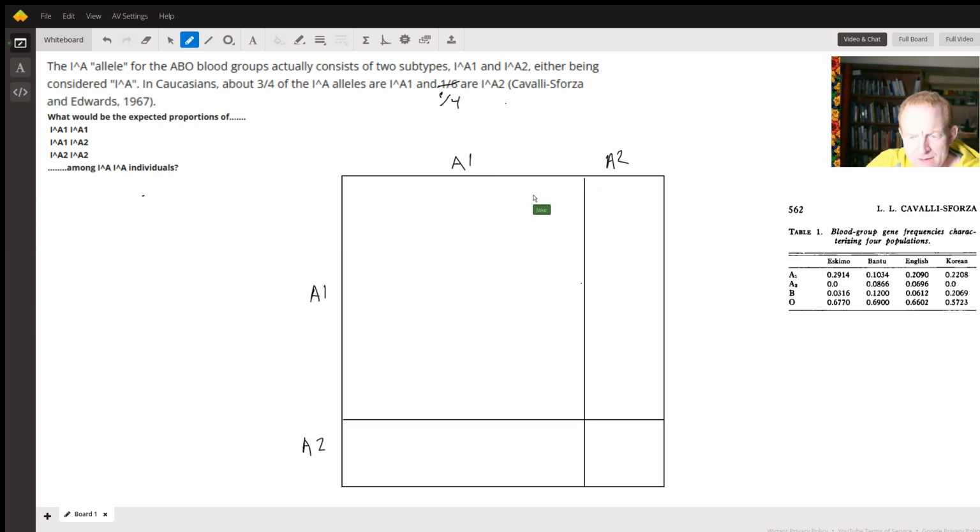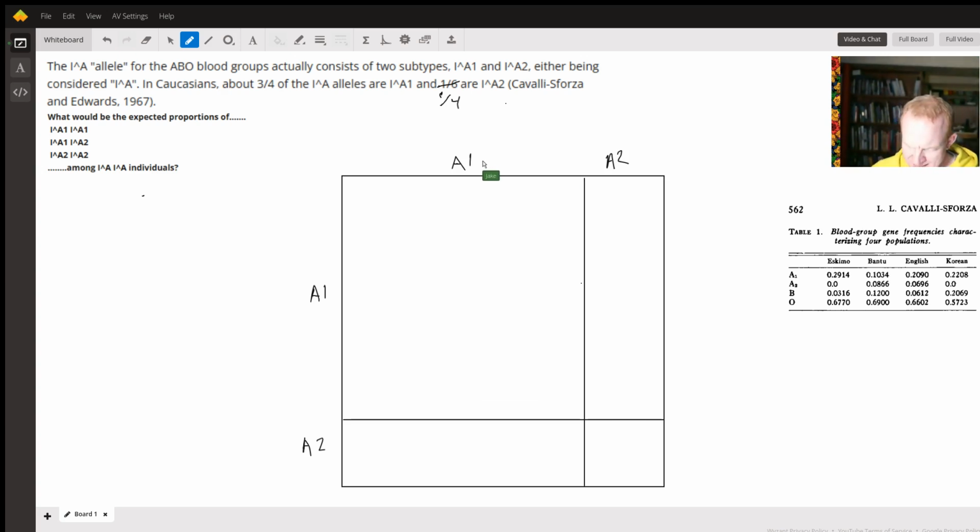3/4 of all the alleles are A1. Now, we're going to use the same idea where this whole box represents the genotypes of the entire population. Now, everybody in the population had a mom and a dad, and they got either an A1 or an A2 from dad and either an A1 or an A2 from mom. Everybody did. Now, what's the probability of getting an A1 from dad? Well, since 75% of all the alleles are A1, there's a 75% chance of getting that allele.